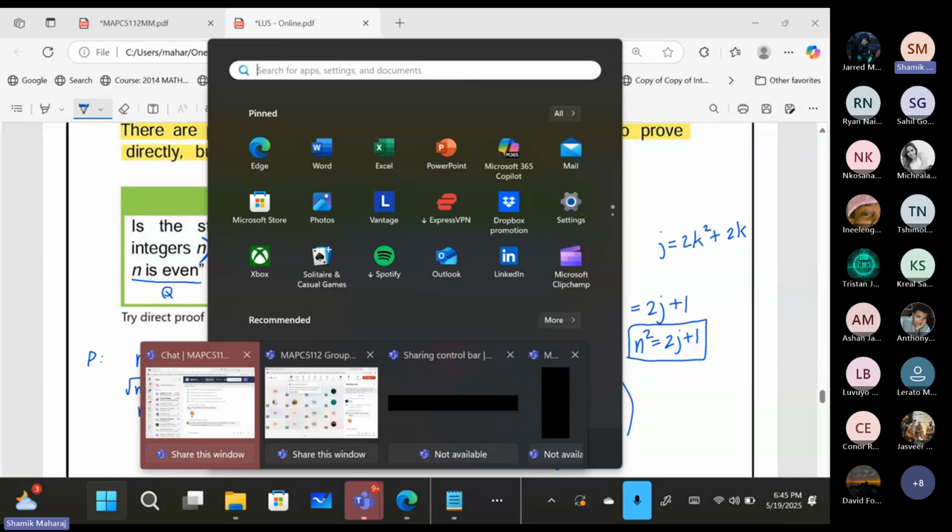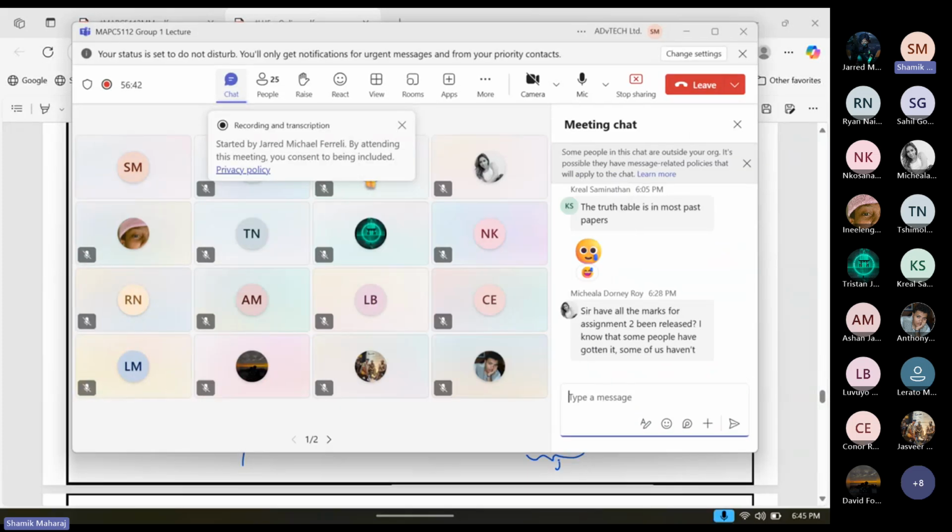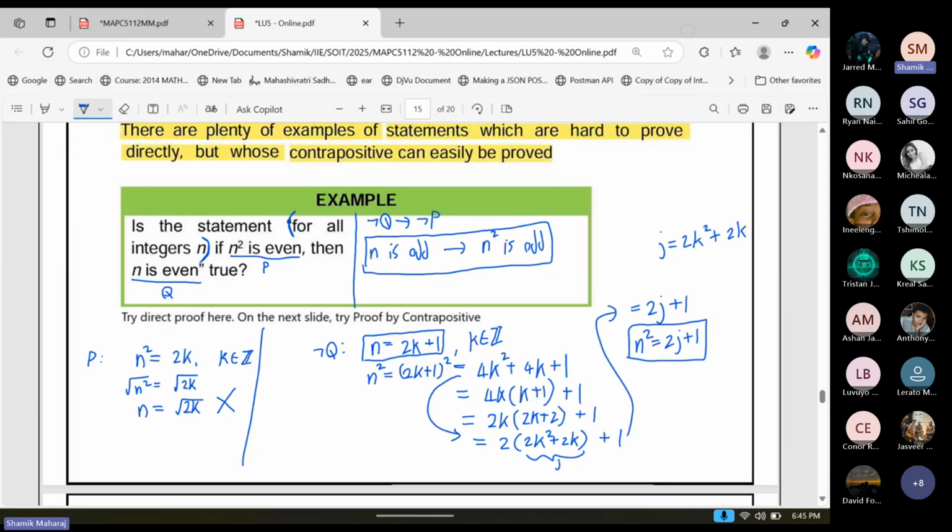All right, let's check the chat, see if everyone's still alive. Some people haven't gotten marks for assignment 2. Okay, I must check that because they should all be released, not only on ARC, but also on the other system. You guys have some other system where you get marks. It should be there as well. Yeah, if not, maybe I'll just message somebody or let's check what's happening. They should all be visible. Okay, but yeah, I'll check that.